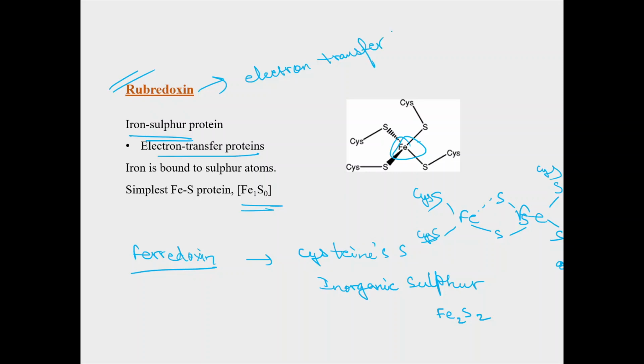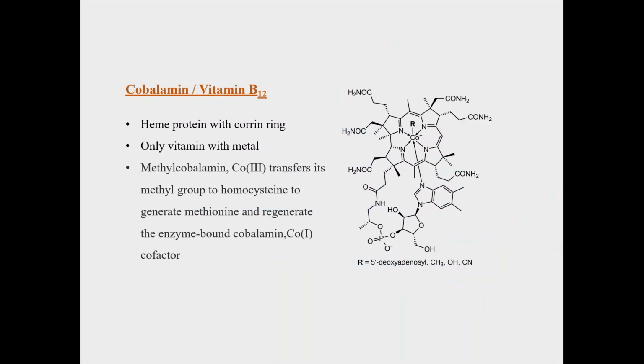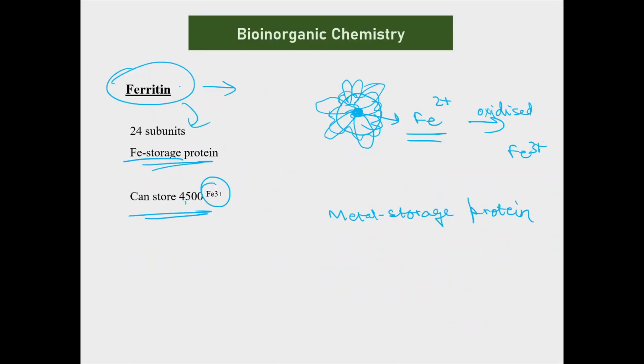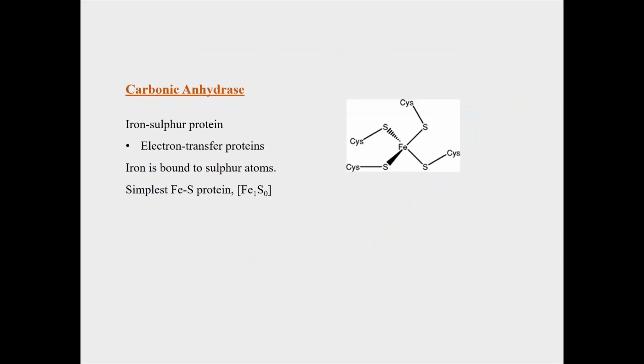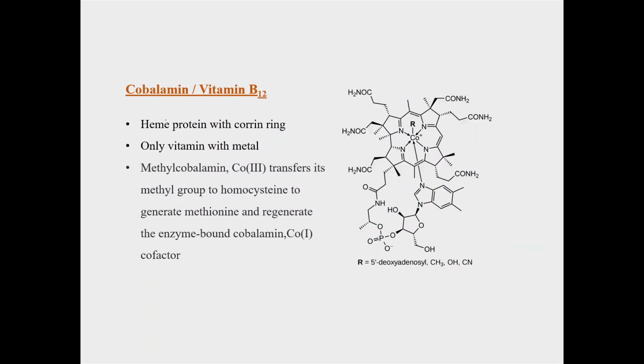Now moving on to the next metalloprotein which they gave, cobalamin. Cobalamin is also a heme protein. So, what is a heme protein? Heme protein means that an iron center and a porphyrin ring will be there.